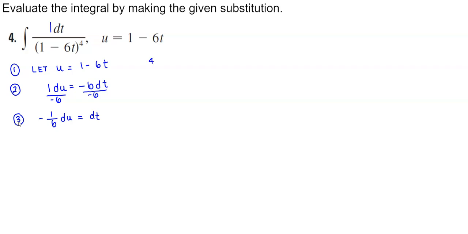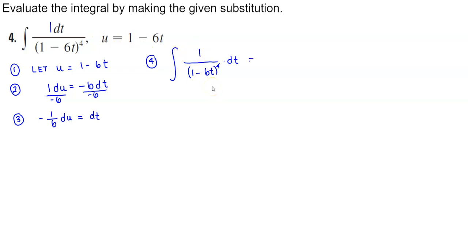Okay, now let's go ahead and rewrite the original question. So we have the integral. Remember, we have 1 in the numerator divided by 1 minus 6t to the 4th power, and that's times dt. All I did was just rewrite that using the commutative property of multiplication. I just wrote the times dt over here, just so that you can see that this is a fraction.